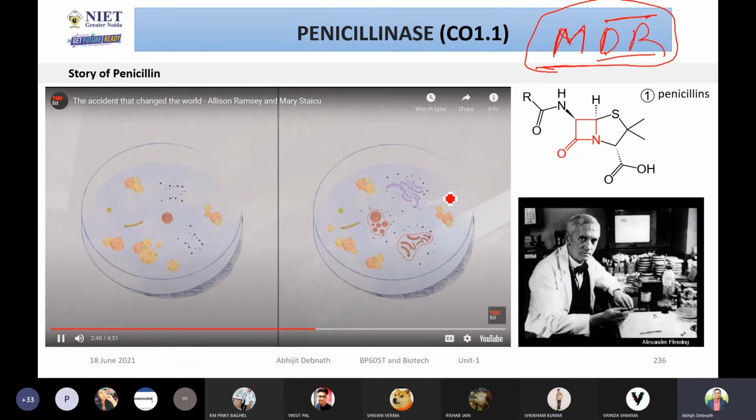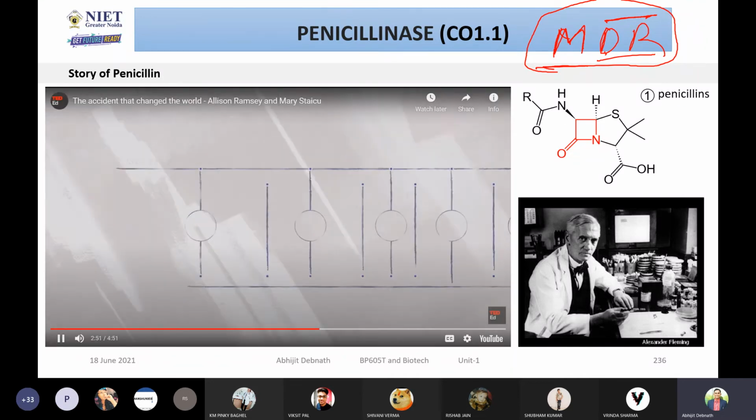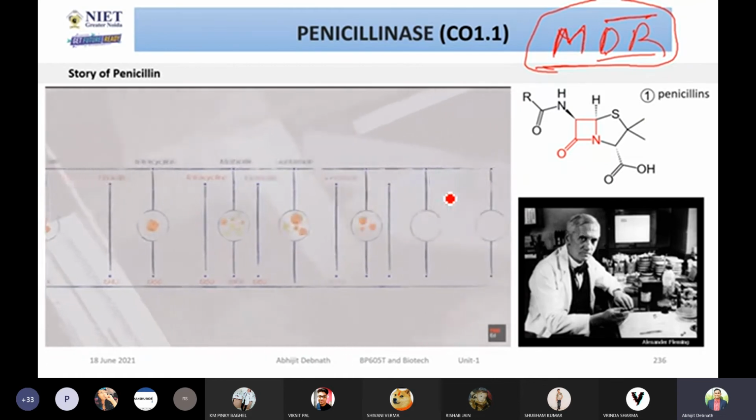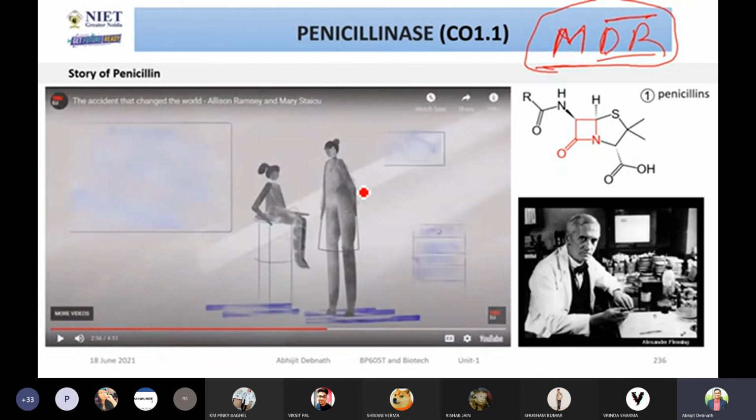In the case of penicillin, some bacteria produce compounds that can break down the key structure that interferes with cell wall synthesis. Bacteria actually produce various such enzymes. Beta-lactamase is one type of enzyme, and one of them is penicillinase. This penicillinase breaks down penicillin, this particular drug. Due to that, it is not effective, and we are observing MDR.